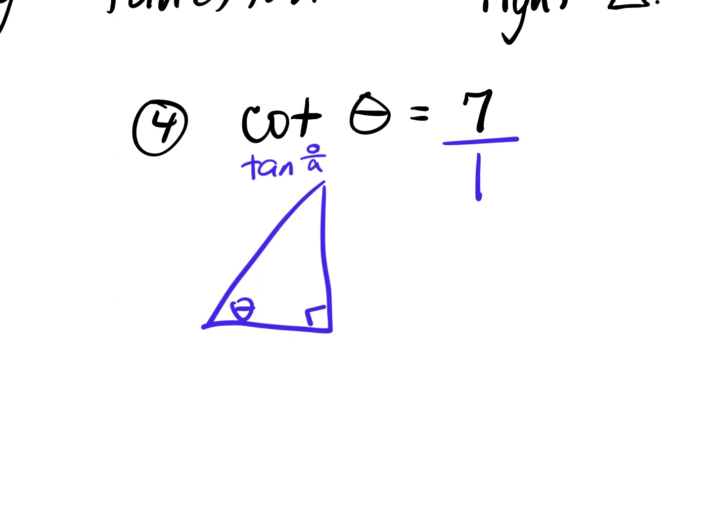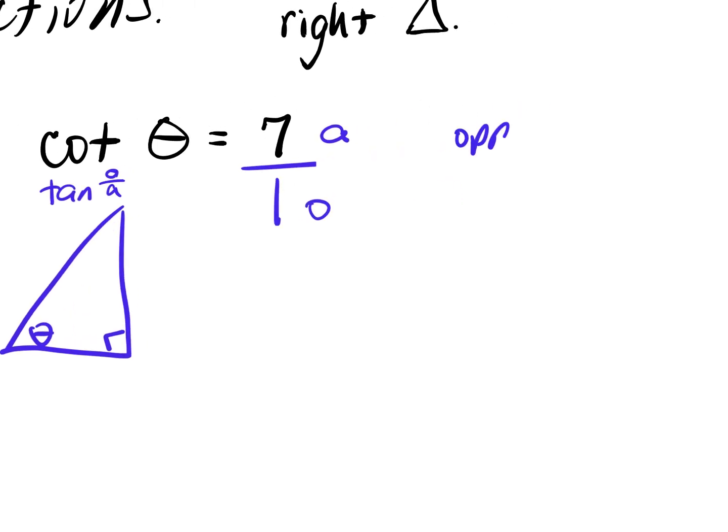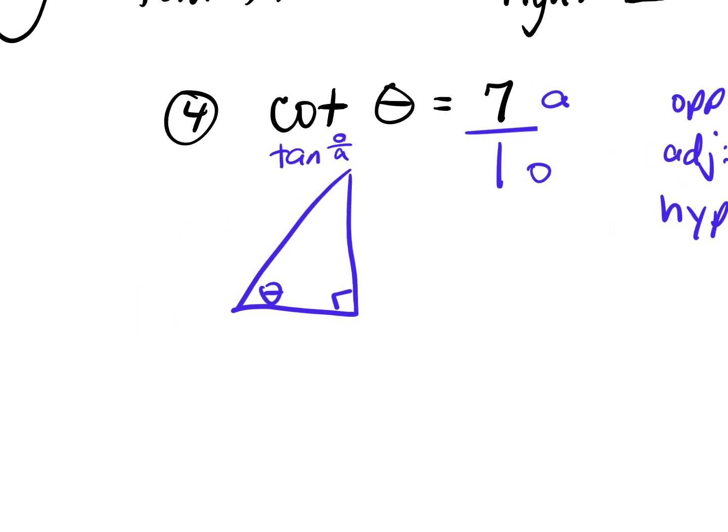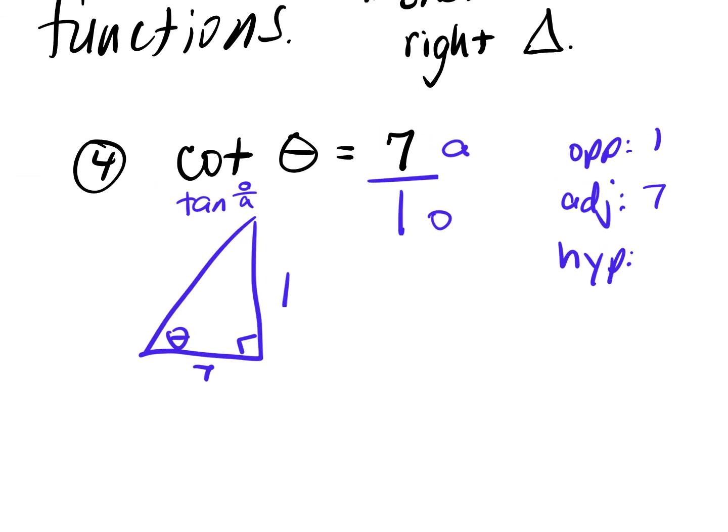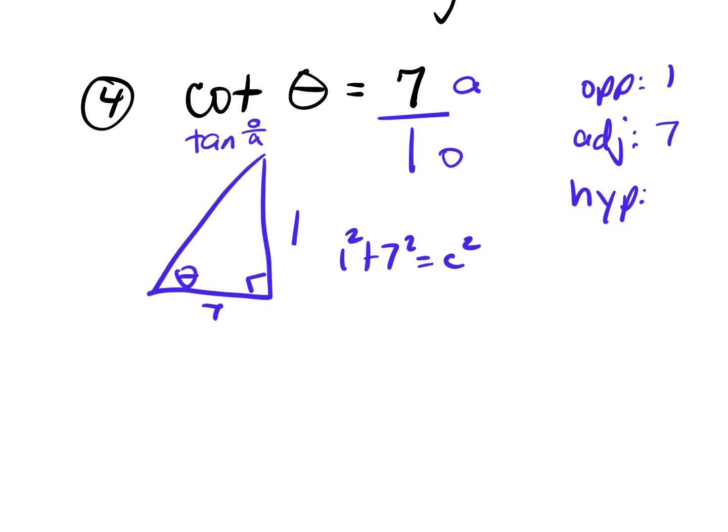So what did cotangent give me? Adjacent over opposite. Okay, so I know my opposite side is 1. My adjacent side is 7, and my hypotenuse is, I don't know. So I'm going to find the hypotenuse. I have 2 legs, I'm looking for the longest side, yeah? So 1 squared plus 7 squared equals c squared. 1 plus 49 equals c squared. So 50 equals c squared. Take the square root. C equals.